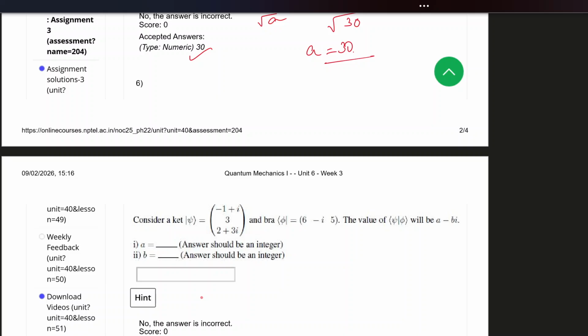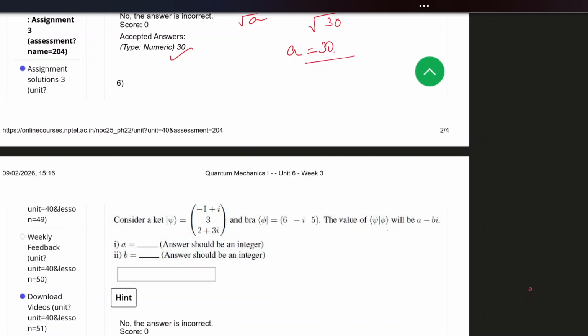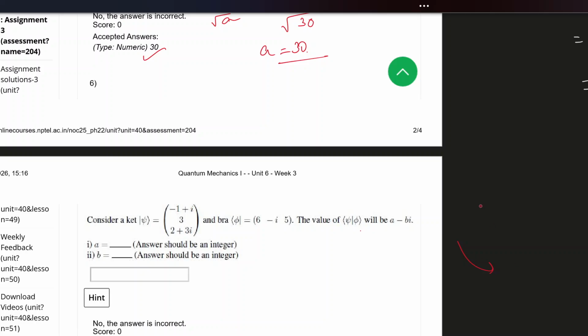Now question 6 is, consider a ket like this, minus 1 plus i, 3, 2 plus 3i, and a bra like this. The value of psi ket phi bra will be a minus bi. So basically it is nothing but a bracket notation practice problem. You have to very carefully take the terms and just multiply them by choosing the correct bracket notation, and you will get the answer easily. So let us do that.